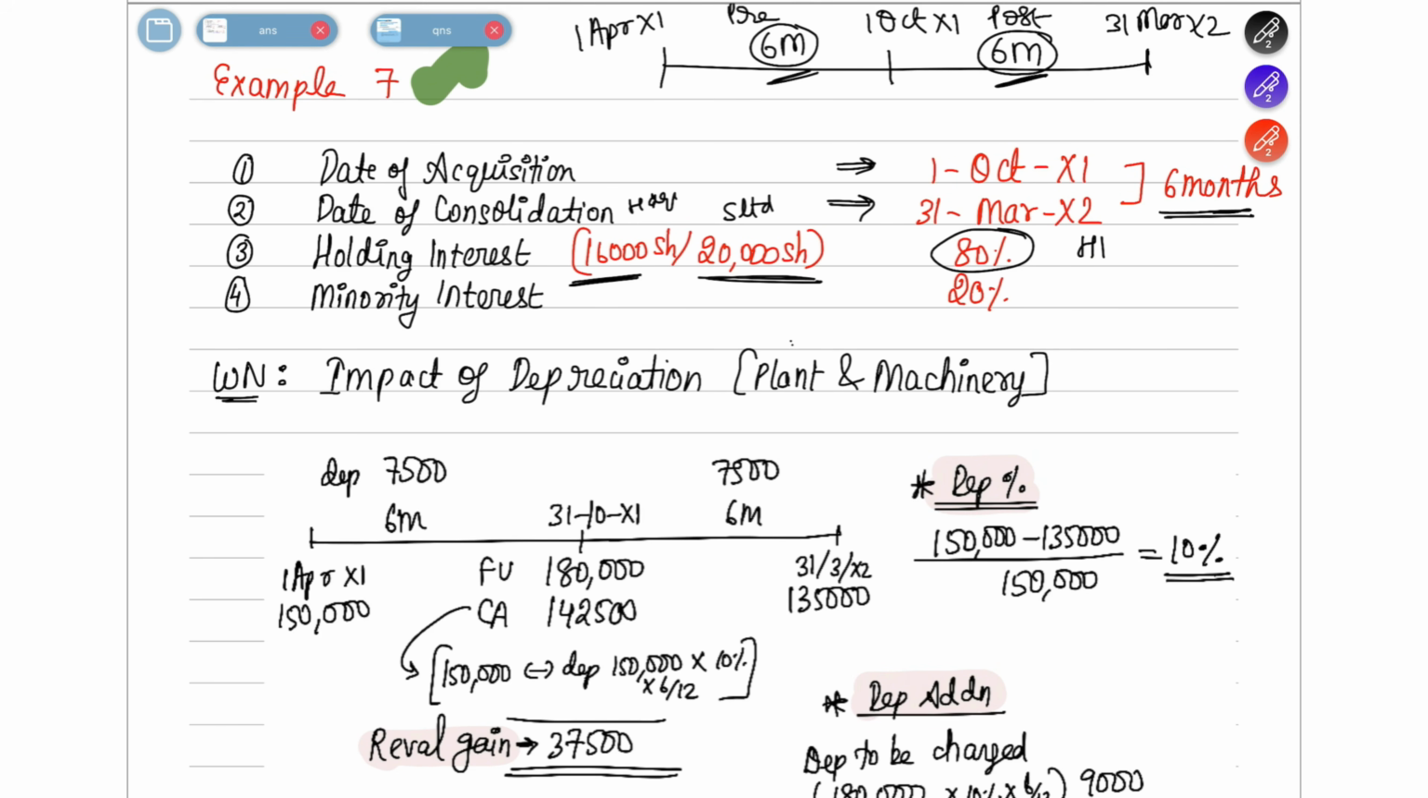So this method I told you in my concept video also: directly percentage is not given, using number of shares you find out. So number of shares you have acquired or held, divided by the total number of shares in the subsidiary company, you will get your holding interest, which is 80%. Then find out the minority interest, which is the remaining. So 100% minus 80%, 20% will be your minority interest. I hope the first 4 steps are clear to you.